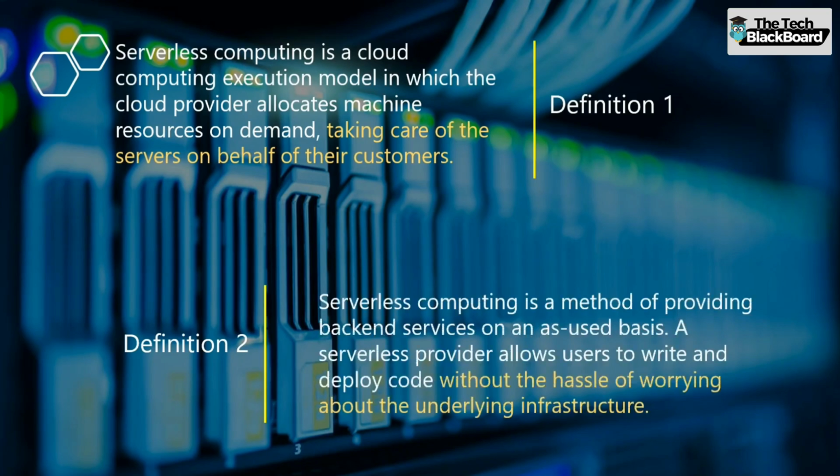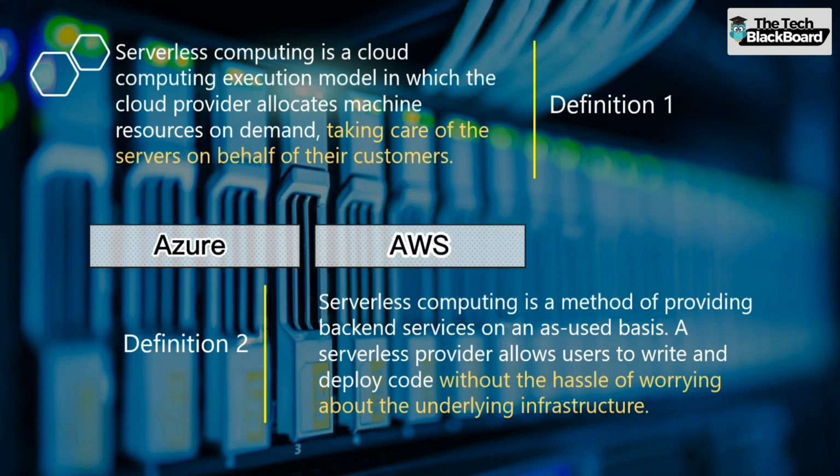Moving on with the second definition, it says that serverless computing is a method of providing backend services on an as-used basis. A serverless provider allows users to write and deploy code without the hassles of worrying about underlying infrastructure. I'm sure that you have noted the important sections marked in yellow color. The main takeaway from both of these definitions is that unlike common belief, there are still servers or infrastructure, but someone else takes care of them. And who is this someone else? Well, essentially the cloud providers like Azure, AWS, or GCP.